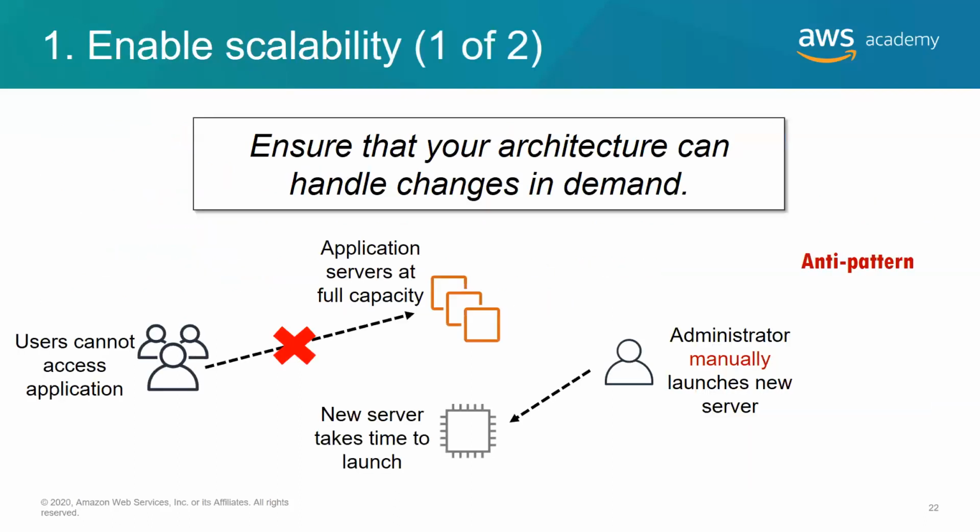Now, the first best practice is to enable your scalability. Ensure that your architecture can handle changes in demand. Otherwise, if the application servers are serving at full capacity, the user cannot access the application. That is what the best practice avoids.